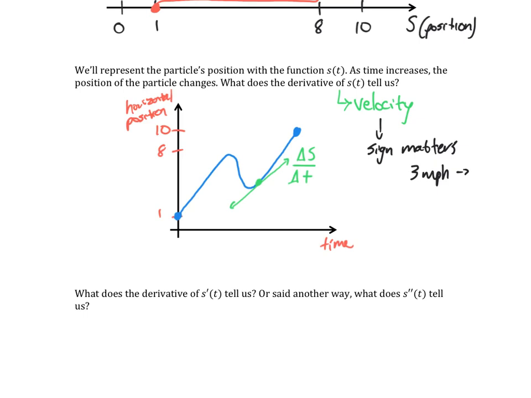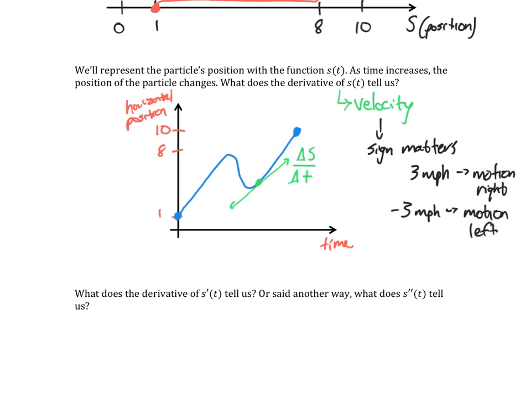I shouldn't say motion or shift. I should say motion right. And negative 3 miles per hour would represent a motion left on the horizontal axis.